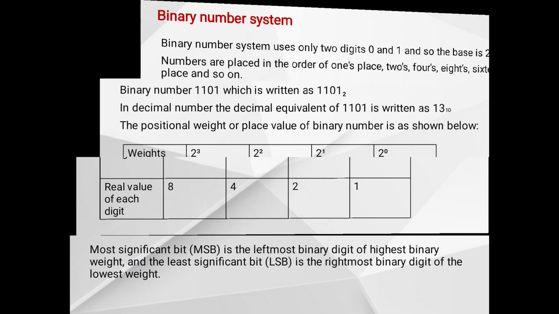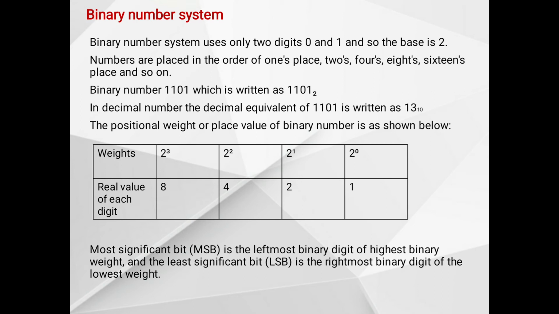Next we have the binary number system. The binary number system uses only two digits. We already know about that, right? So 0 and 1, that is 0 or 1, represents 1 bit. Since there are only two digits, the base is 2.